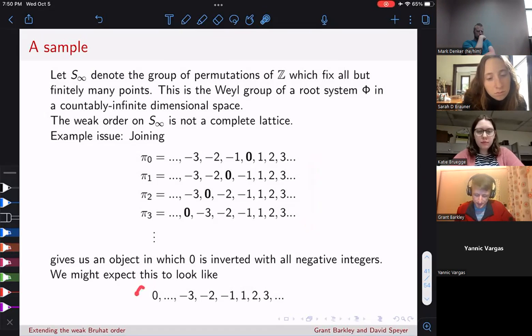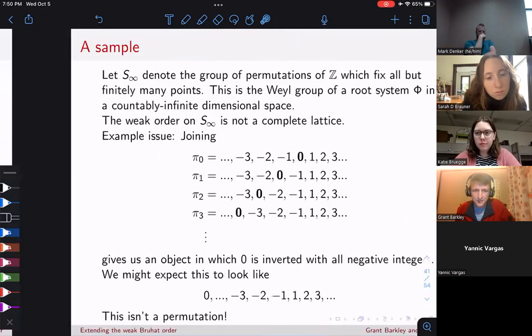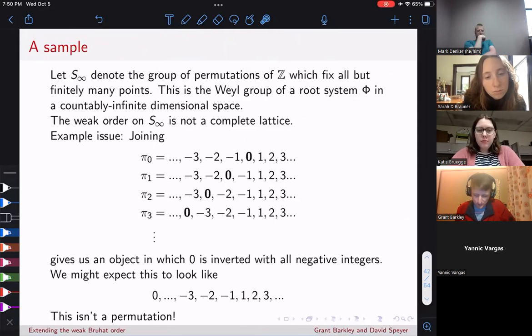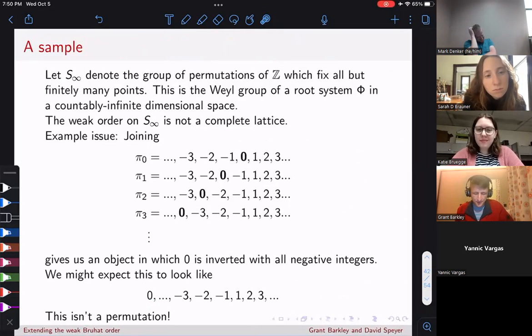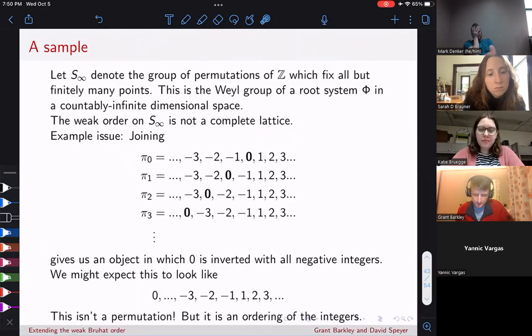If we look at this picture, the issue is that this is not a permutation of the integers. If it was a permutation of the integers, what exact number is going to 0 here? There's no number that's less than all of the numbers. So it's not a permutation, but it is a total order of the integers. We can still look at this picture and make sense of it. So why don't we just think about total orders of the integers and see where that takes us?